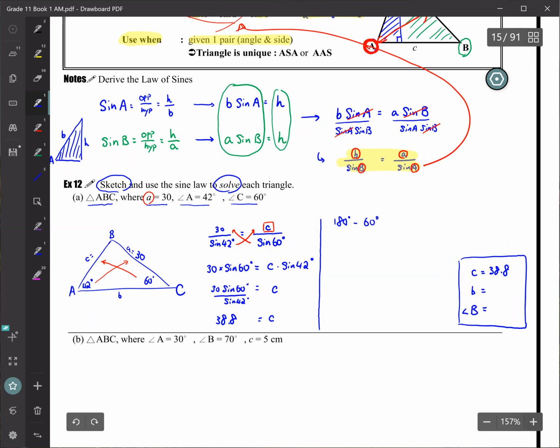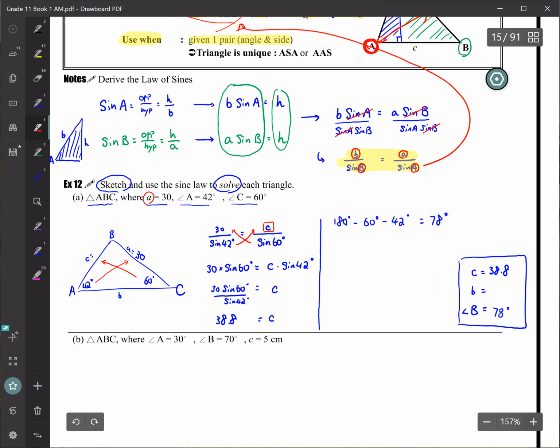180 is the total angle for any triangle, right? So minus 42. So what would that equal, Brendan? 78 degrees. Say that again. 78 degrees, yeah, very good. So you can also fill that into the box, 78 degrees.